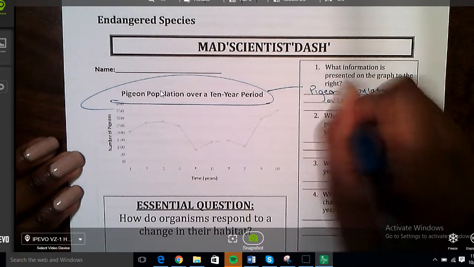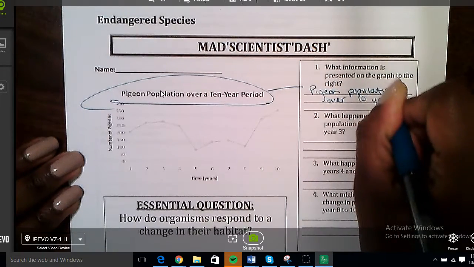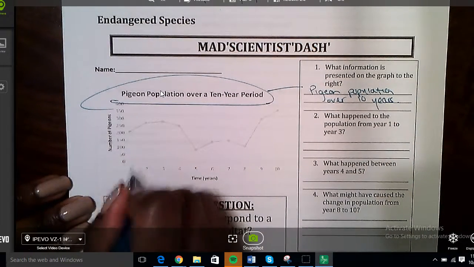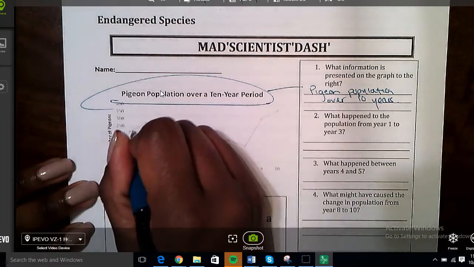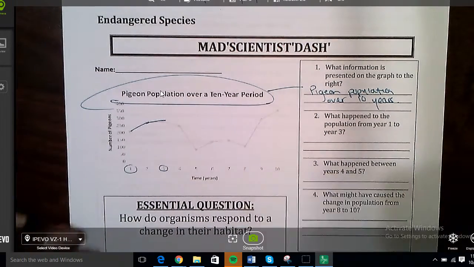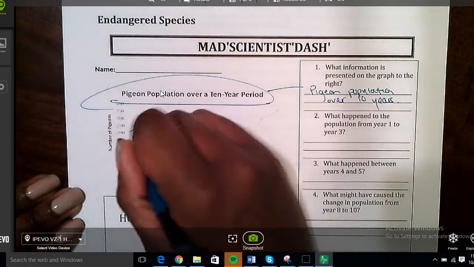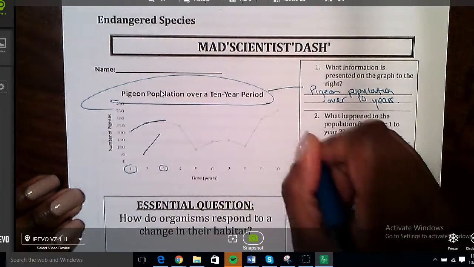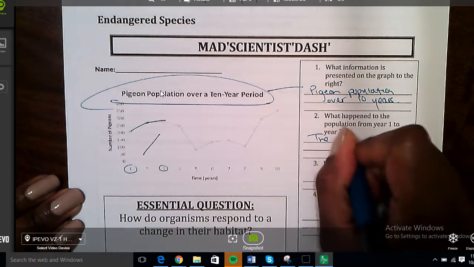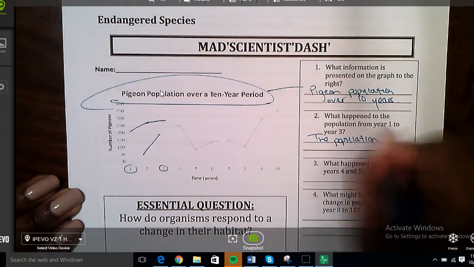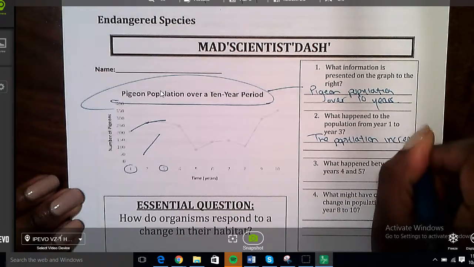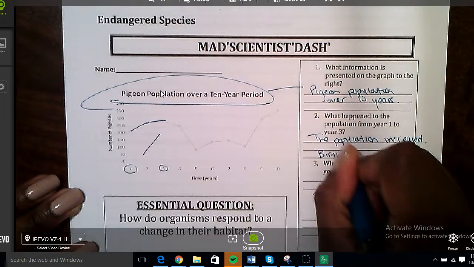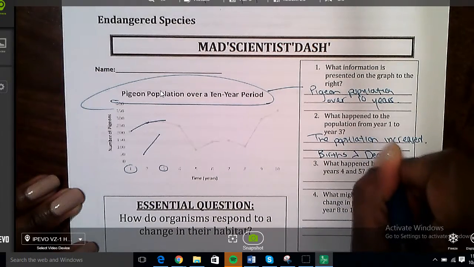over 10 years. What happened to the population from year 1 to year 3? So we're looking, this is year 1, year 3. And we see that the line is not going straight up to show a huge increase, however, it is going up. You can say the population increased, which means that we also want to say that there were more births than deaths. So births greater than deaths.